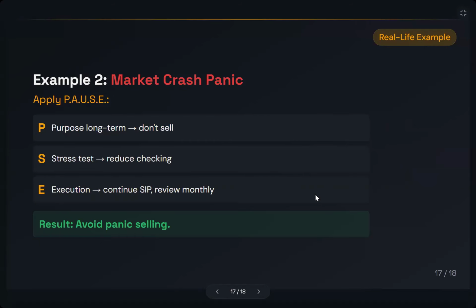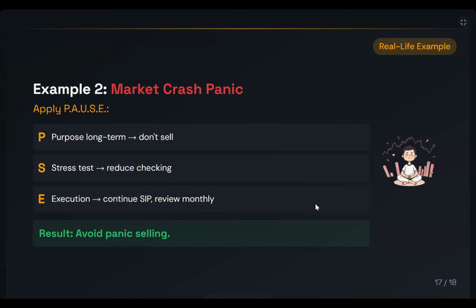Example 2, stock market crash and panic. The market falls, fear rises. Again, pause. What's the long-term goal? If I've invested for the long term, then definitely I don't need to panic in this market and I don't need to sell. Stress test: can I handle it? Can I reduce checking my portfolio every few minutes? Execution: continue SIP, review monthly. Don't panic sell, follow the rules.